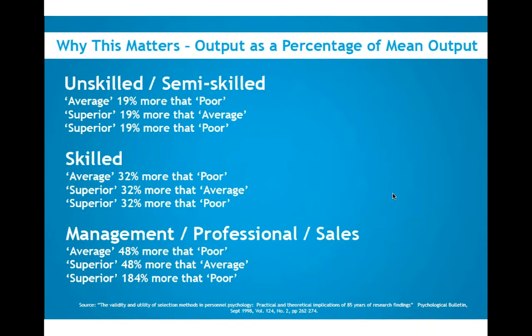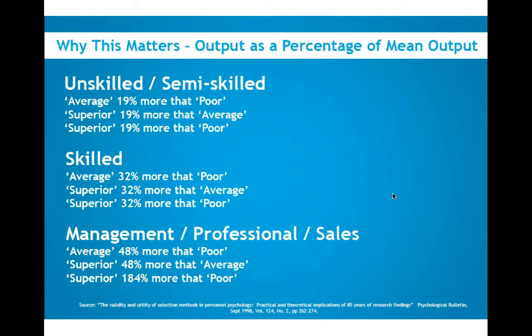Now, if you put it into this perspective, the output as a percentage of mean output, we just like to zoom into the skilled level, whereby the average difference between a poor and an average performer is 32%. And that same goes from the average to superior at 32%, and the poor to superior also 32%. And that's substantial. But if it is a management, professional, or sales position, it goes up exponentially.